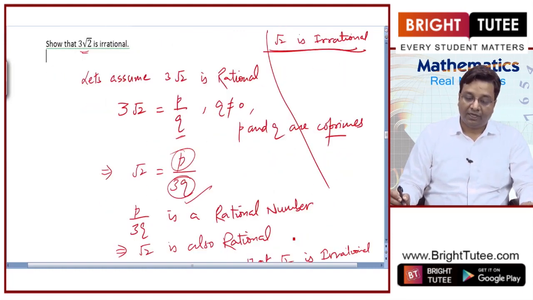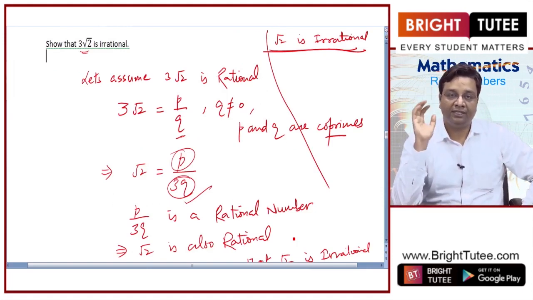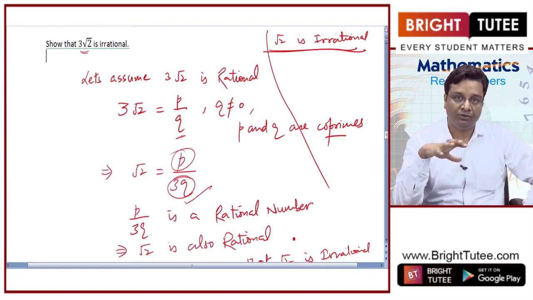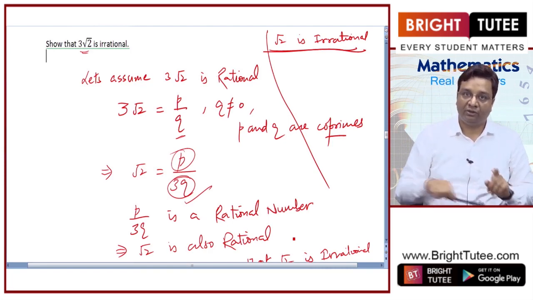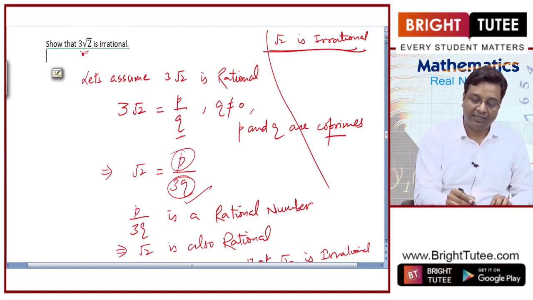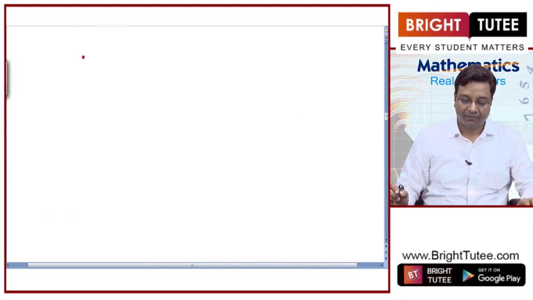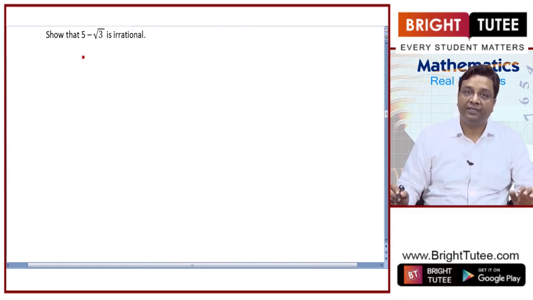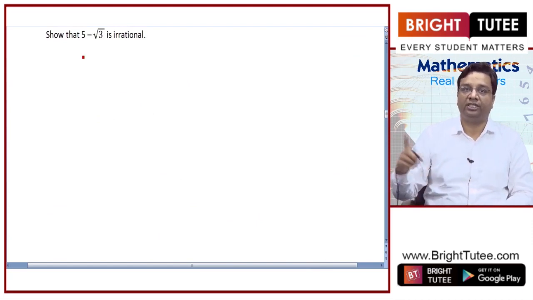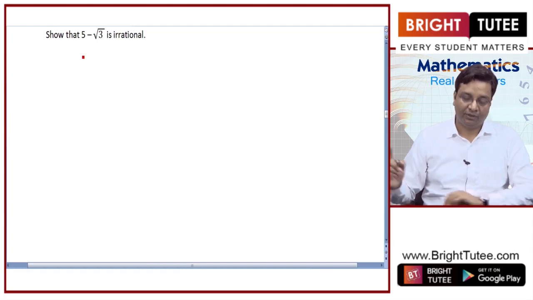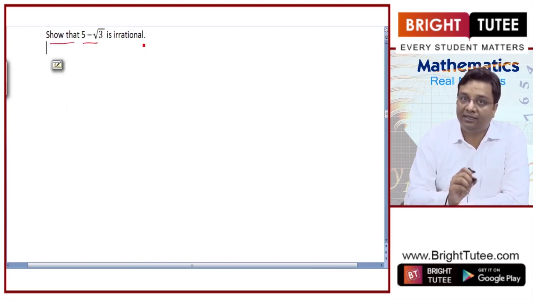What I mean here is that once you have proved that root 2, root 3, root 5 are irrational, now it is a fact for you, right? Now you know that these numbers are irrational, and you can use that knowledge while proving other numbers like 3 root 2, and I'll show you another number like this: 5 minus root 3, right? These numbers are irrational, using your previous knowledge that root 2, root 3, root 5 are irrational. So now let's show that 5 minus root 3 is irrational.